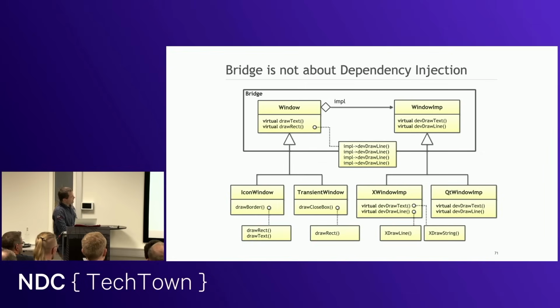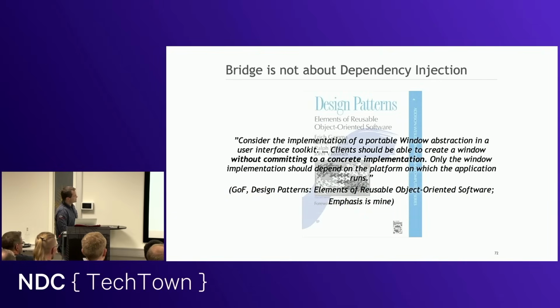But this is what they write about this particular example. Consider the implementation of a portable window abstraction and user interface toolkit. Clients should be able to create a window without committing to a concrete implementation. Only the window implementation should depend on the platform on which the application runs. So, not my words, their words, but pretty clear. Without committing to a concrete implementation, they should not depend on the platform.